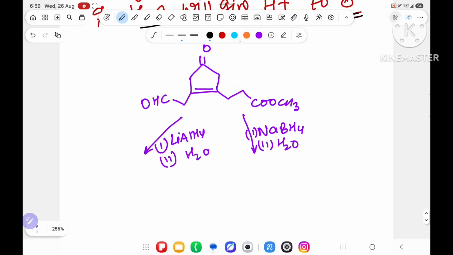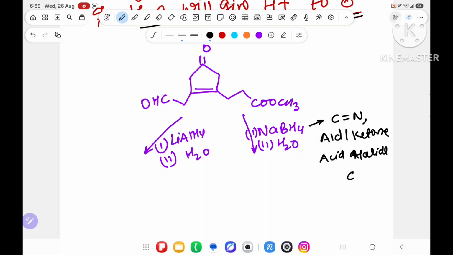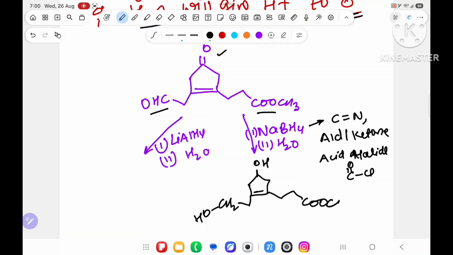Now, next question. I have told you that NaBH4 can reduce only C double bond O, aldehyde, ketone and acid halide. Rather than that, it will not reduce anything. So over here, aldehyde, yes, it will reduce to alcohol. Alkene, so no one will talk about it. It will become alcohol. Aldehyde here, yes, it will also become alcohol, CH2OH. Ester is there. No touching, sir. It will be as it is, COOCH3.